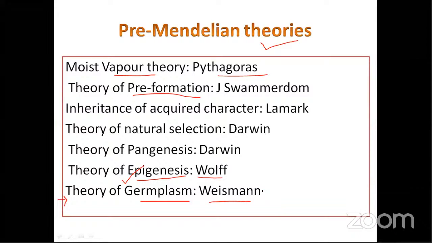Next is the theory of pangenesis. The theory of pangenesis was given by Darwin, where he said that there are some sort of pangenes or gemmules. Each organ produces small individual particles, and ultimately these from all organs are transported to the gonads and give rise to the organism. That was discarded again, by Weismann's theory.